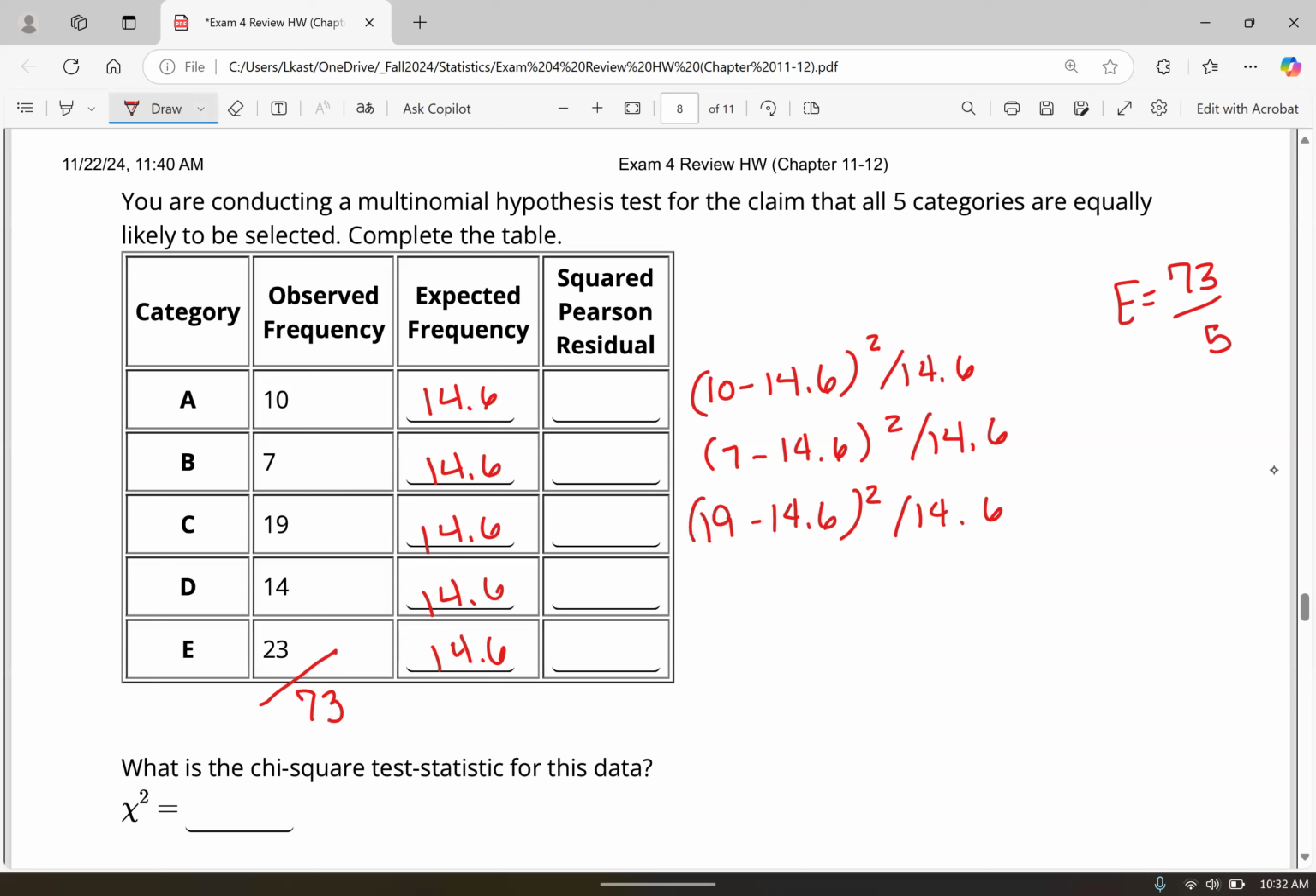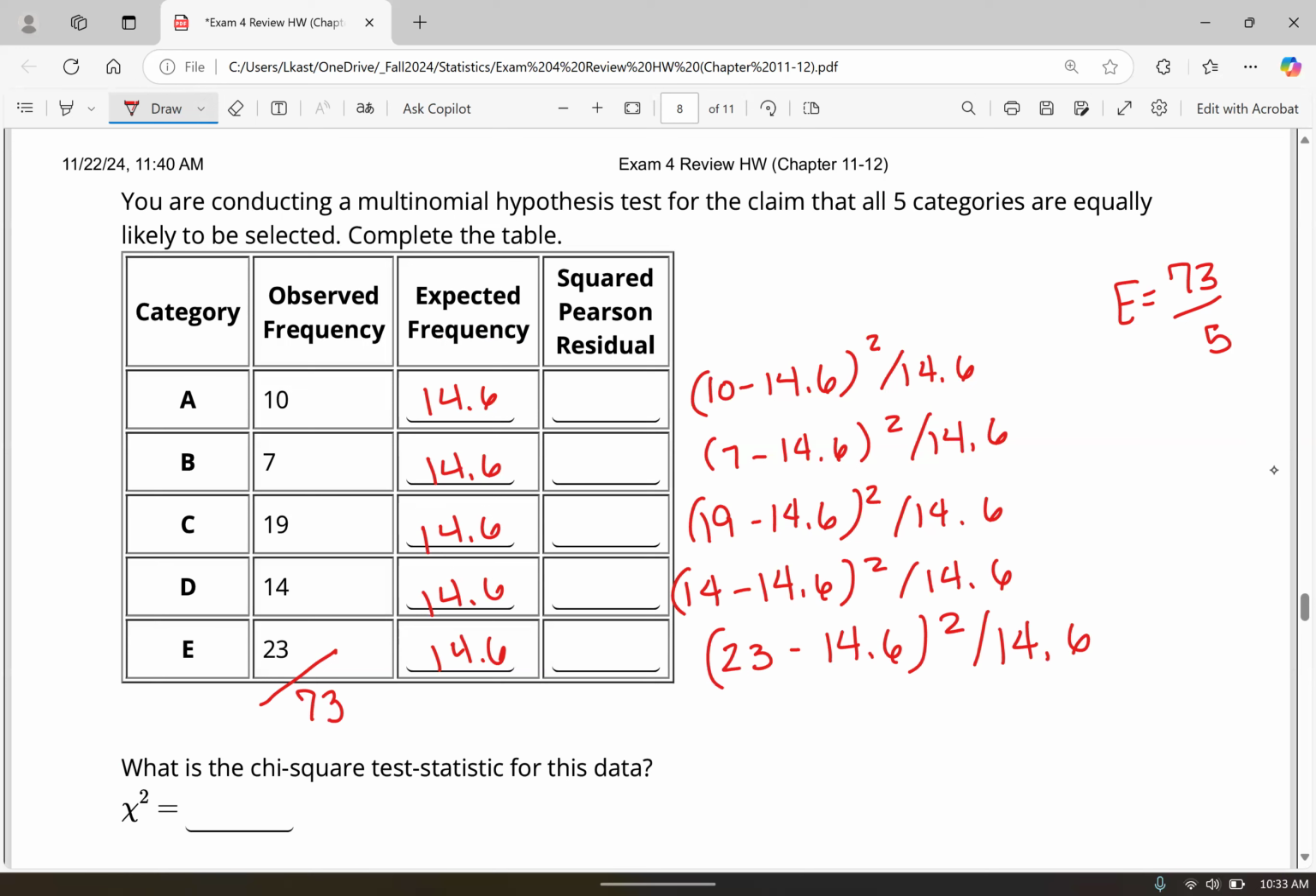We have what? 14 minus 14.6. We're going to square that and divide by 14.6. And then we have what? 23 minus 14.6, the quantity squared, divided by 14.6. All right, so what do I get? And we're rounding to 3 decimal places again.